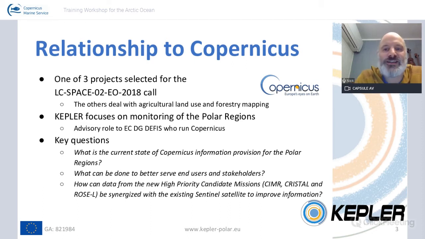And we had some key questions we wanted to address, which were: what is the current state of Copernicus information provision, particularly for the polar regions? What can we do to better serve the end users and stakeholders? And how can data from the high priority candidate missions, which are CIMR, CRISTAL and ROSE-L, be synergized with the existing Sentinel satellite constellation to improve the information provision?